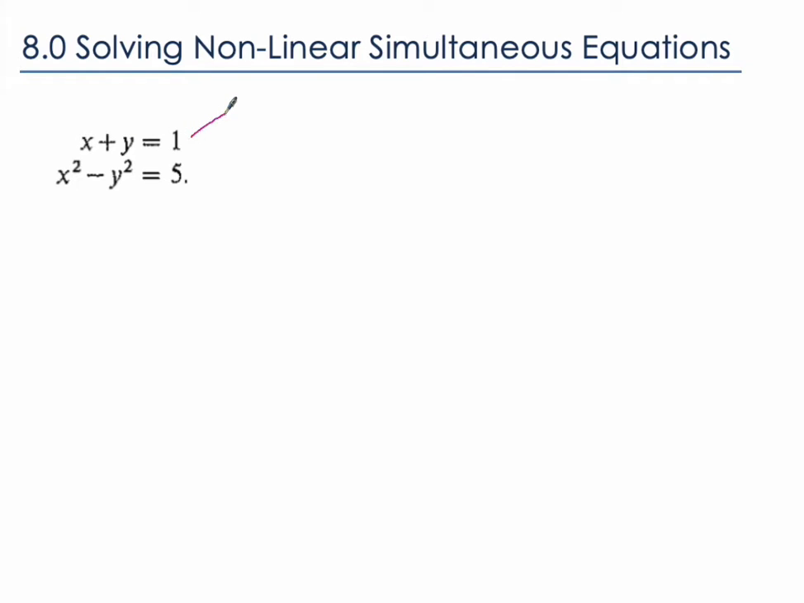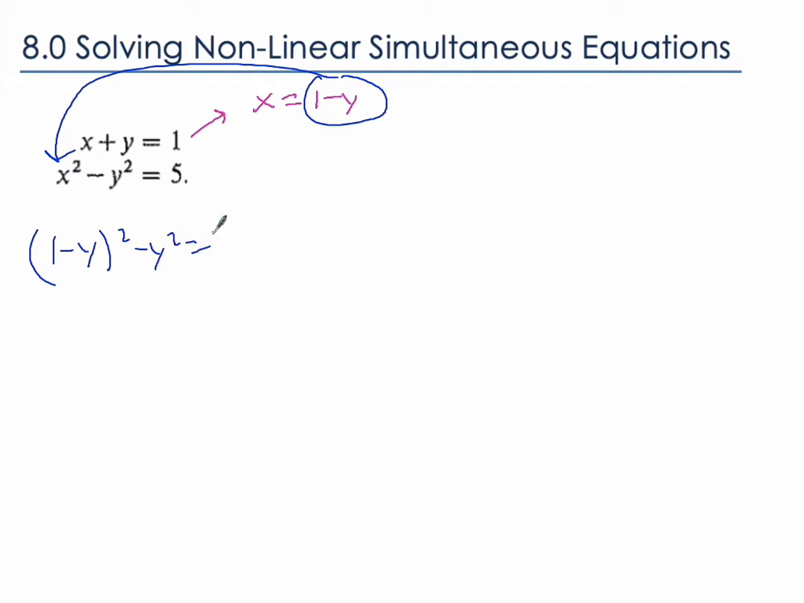So we're going to do that for the first one. You can do it for x or y. I think I'll solve for x here. We'll have x equals 1 minus y. Then we can substitute that for the x in the second equation. So we get (1 minus y) squared minus y squared equals 5. 1 minus 2y plus y squared minus y squared equals 5.